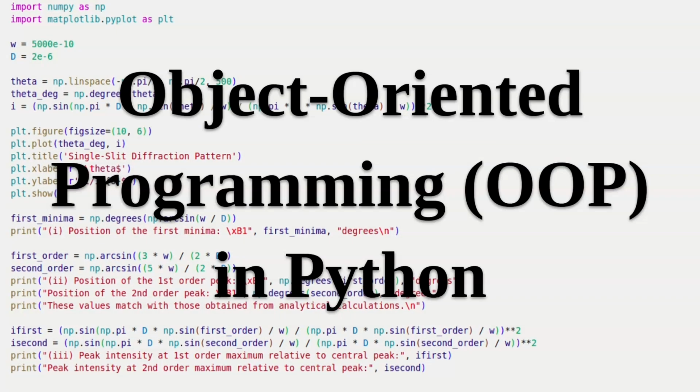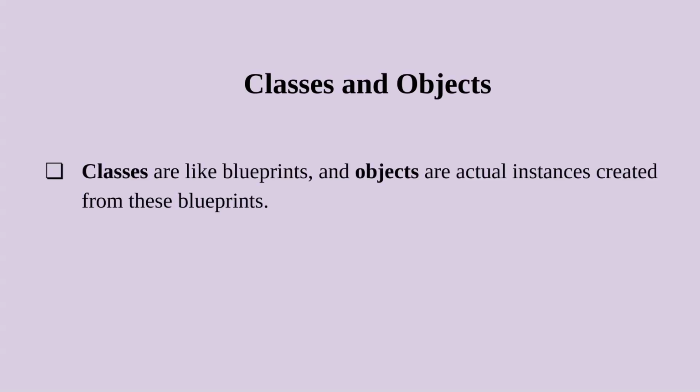Today we will be starting the fifth module of this course, which will be dealing with object-oriented programming. Let's start with classes and objects. Classes are like blueprints and objects are actual instances created from these blueprints.